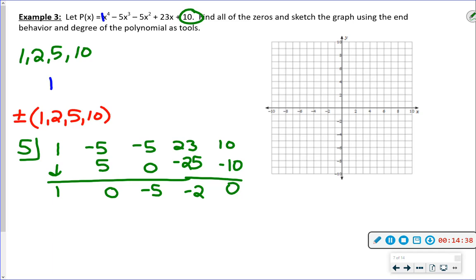Interesting questions. Okay, so one of our answers is what? 5. So we got a 0 remainder. We have how many more answers to go? 3. So let's recover this and take a look at it. I have 1x cubed. I'm not writing 0x squared. Minus 5x minus 2.